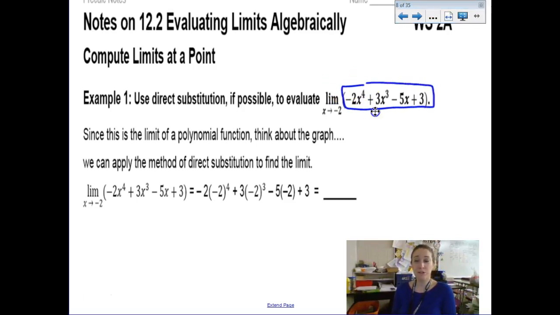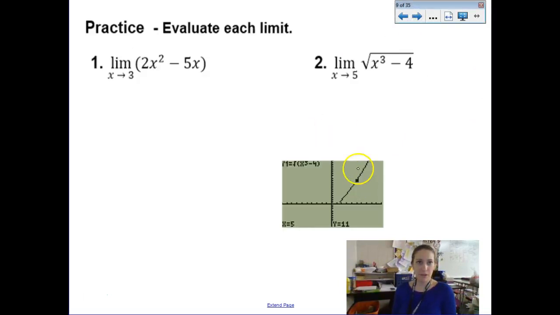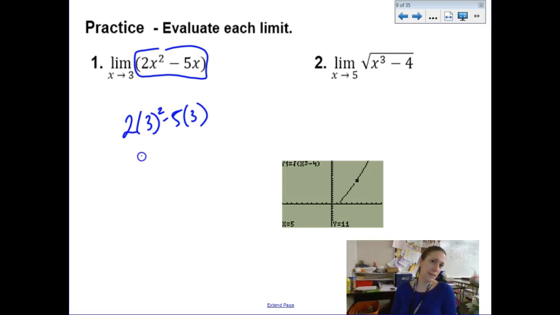So here we have a polynomial. There will be no discontinuities in a polynomial, so just plug in -2, and I think that's already done for me on my notes. You guys can plug in numbers with the best of them. Just watch your parentheses. Make sure that the -2 to the 4th power, you're only taking -2 to the 4th power in parentheses and all that jazz. Alright. So here we have another polynomial, so just plug in a 3. So 2 times 3 squared minus 5 times 3, let's see, 18 minus 15 is 3.